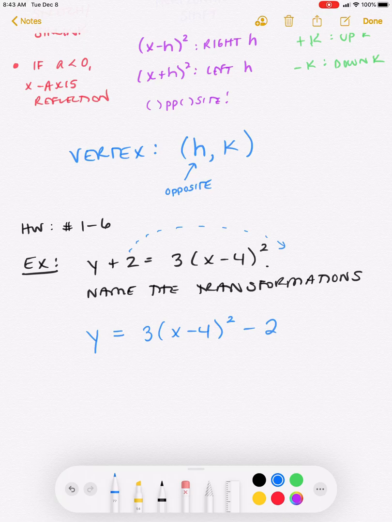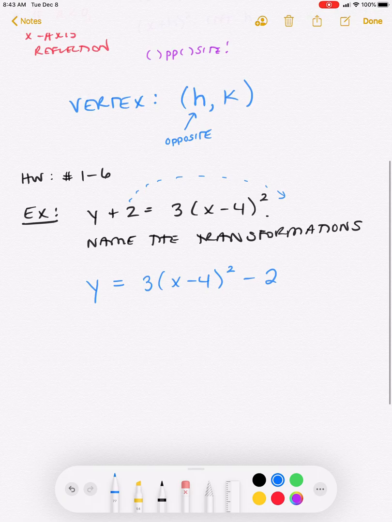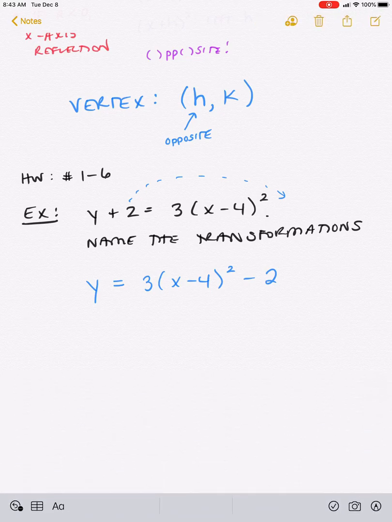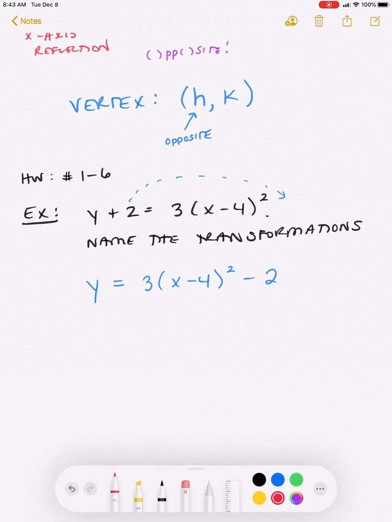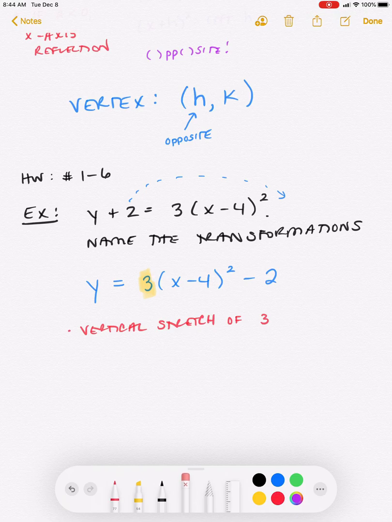So keep that in mind that sometimes we need to do a little bit of work to get the y by itself or reorder it and put it in order. Okay, so this 3 right here, if we name our transformations, that is going to be the vertical stretch, and I know it's a stretch because that number is greater than 1, of 3. I'm not going to mention anything about a reflection because that a value is positive.